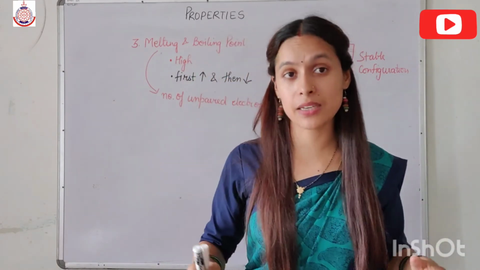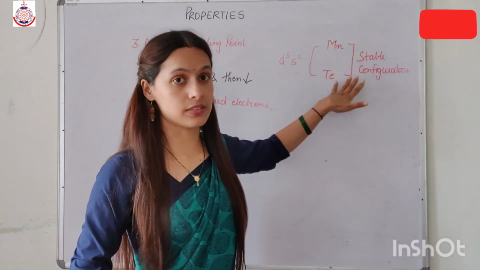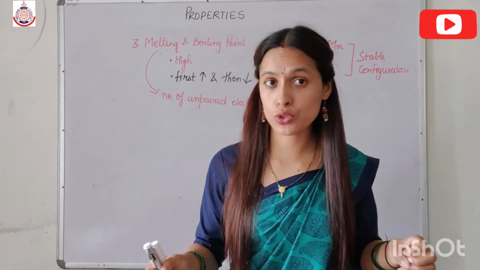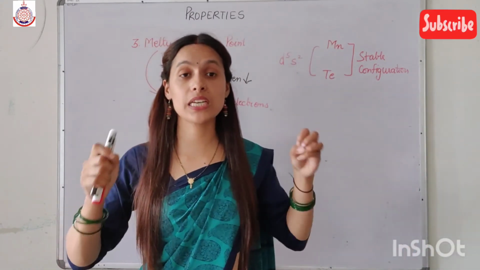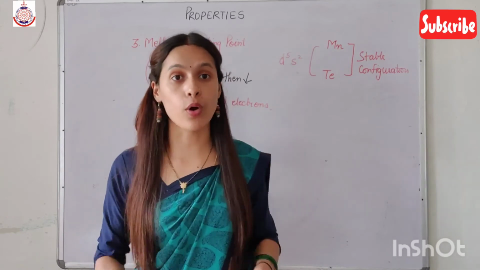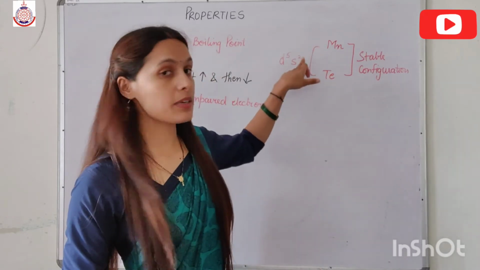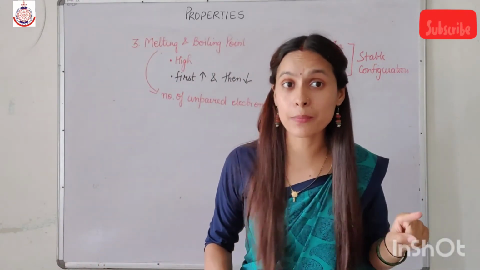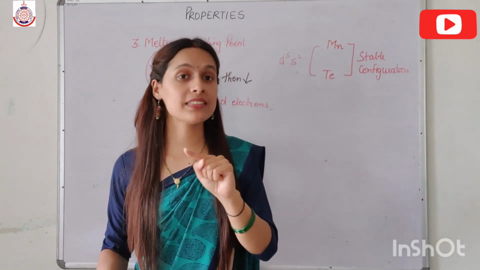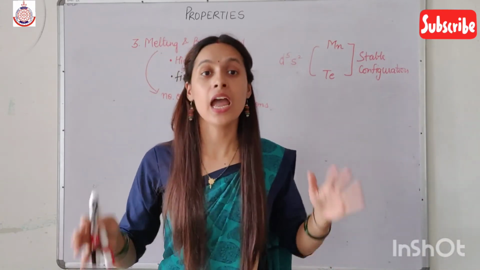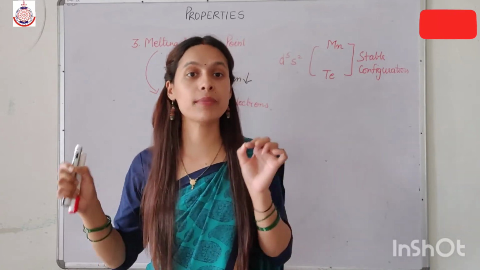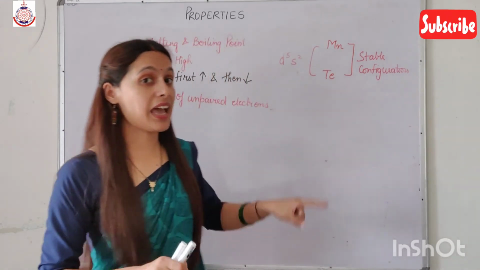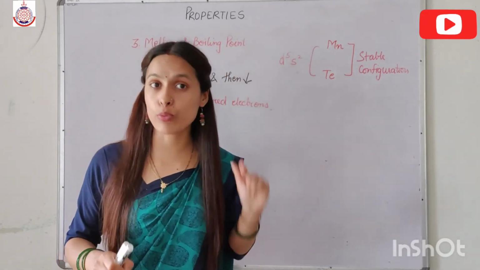And because of highly stable configuration, these elements do not show delocalization of electrons, and if they do not show delocalization of electrons, then there is very less tendency to form the metallic bond. Clear? Because of the very stable configuration, they do not delocalize electrons, they maintain their stability, so they cannot form metallic bonds, and because of this reason they have abnormally low melting and boiling points.